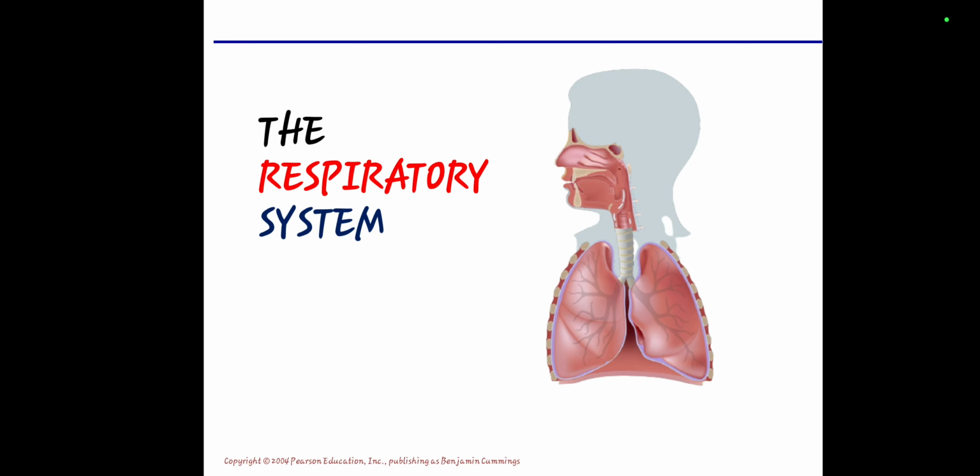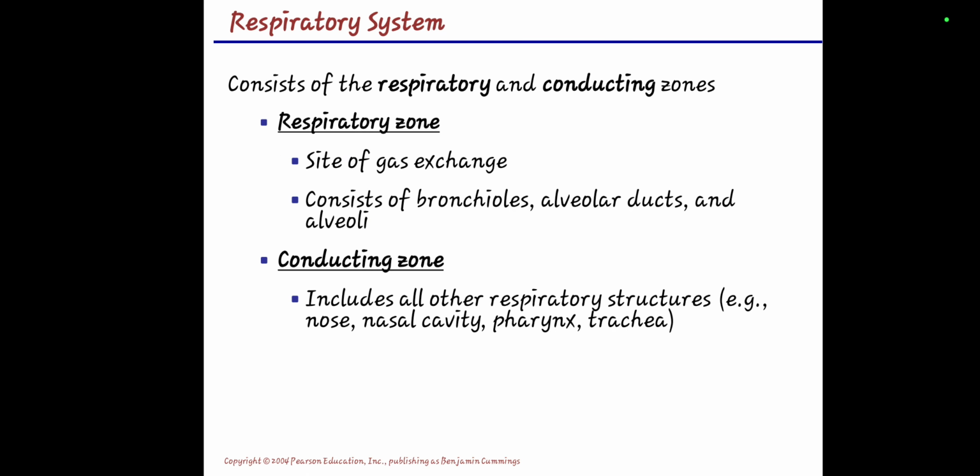Again, when we say respiratory, it is a network of organs and tissues that help you breathe. The process of inhaling and exhaling is helped by our respiratory system. So now let's move forward to the next slide. The respiratory system actually consists of respiratory and conducting zones. So what are those? We have the respiratory zone and the conducting zone.